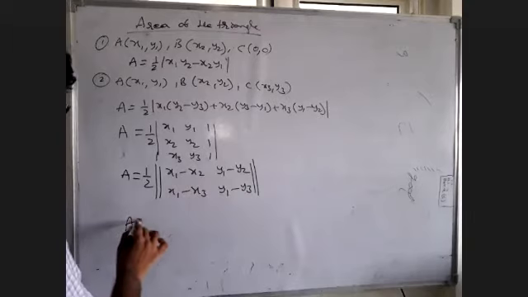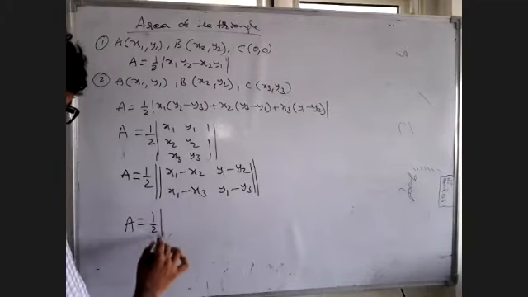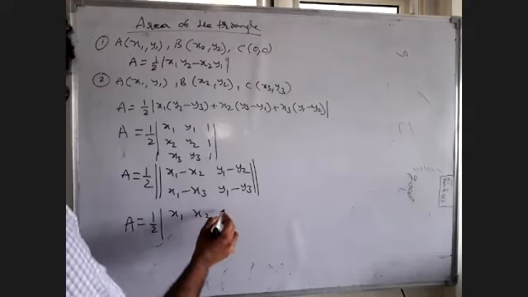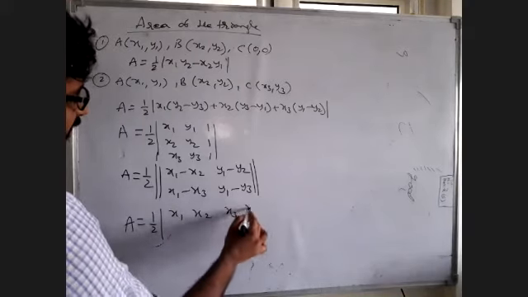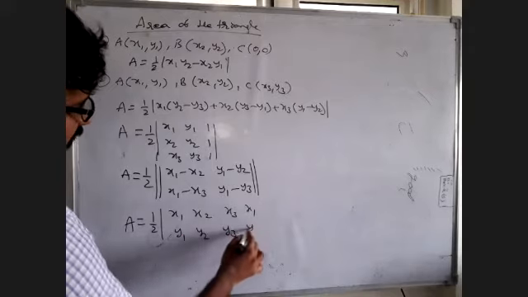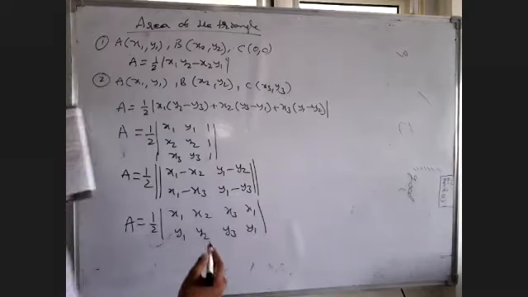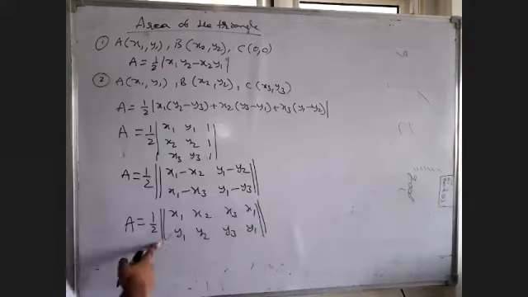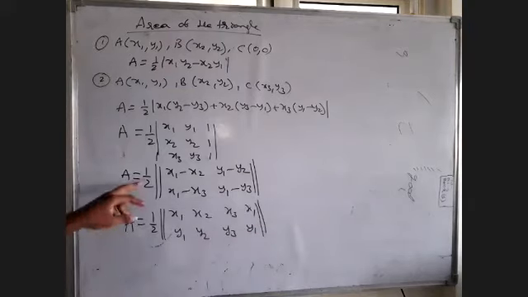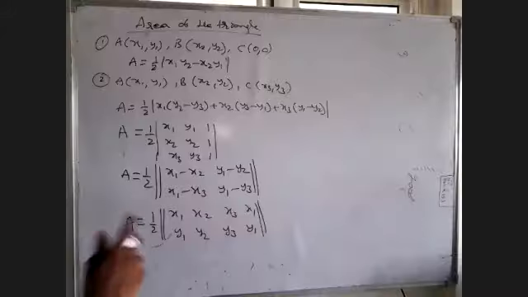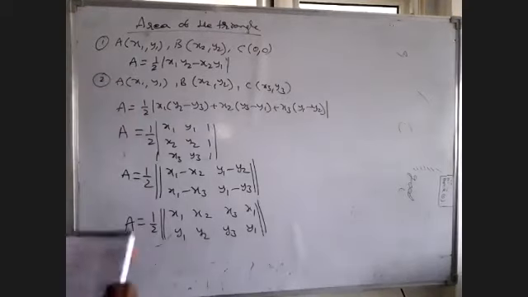And again, area is equal to half mod of the determinant with rows x1 x2 x3 x1 and y1 y2 y3 y1. This is also a formula to find area. So that finishes 5 problems, 5 formulas.